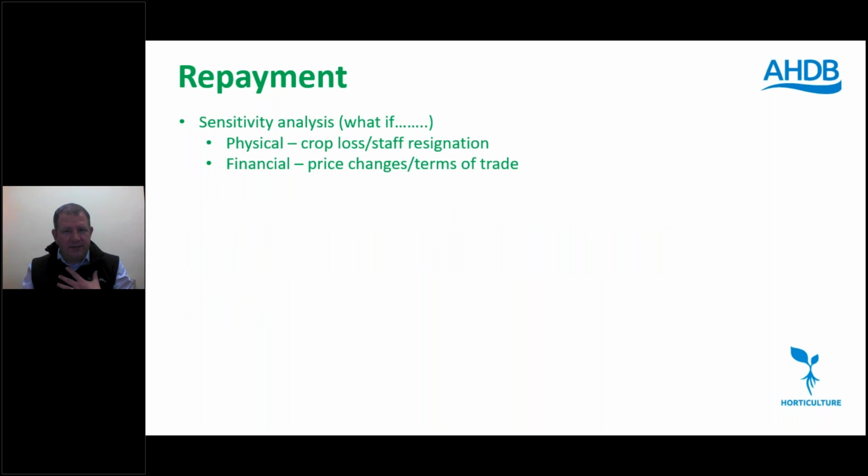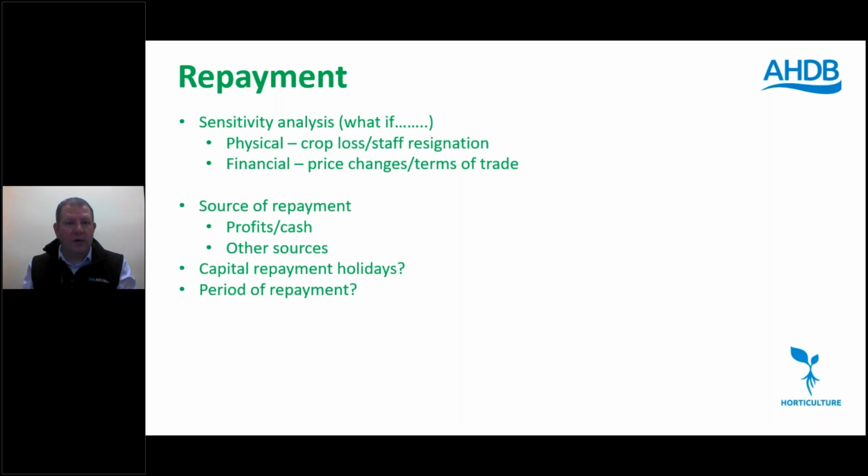I would always like to see a sensitivity analysis as a bank manager. It's the what if scenario. What if I lose a crop? What if a key member of staff decides to leave? How do I deal with that? What impact might it have? What if there's price changes? What if I suddenly need to pay for stuff in 30 days instead of 60? What impact might that have, and then how might I deal with it?